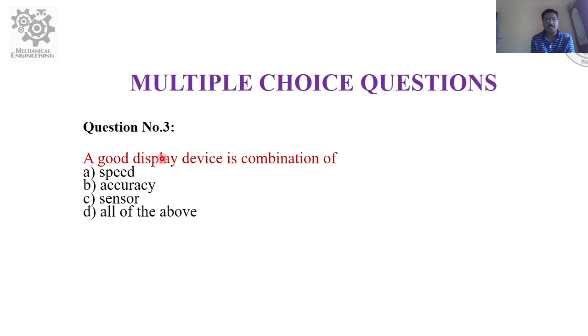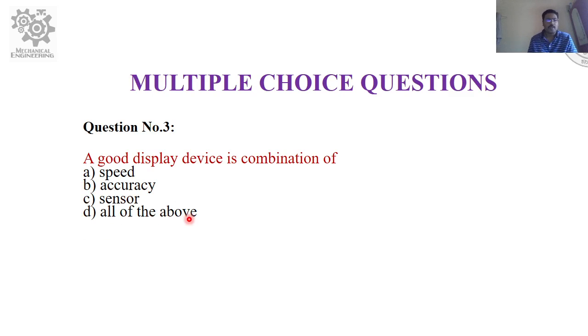A good display device is a combination of. A good display device, these are the options here. Option A, speed. Option B, accuracy. Option C, sensor. Option D, all of the above.